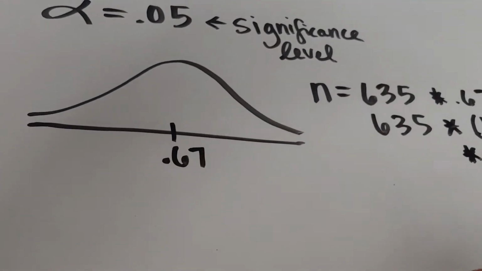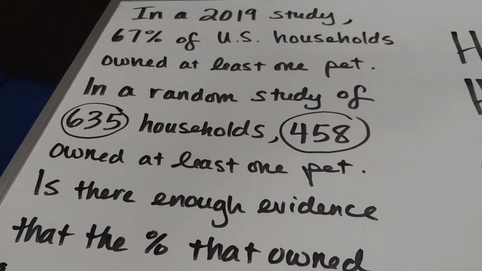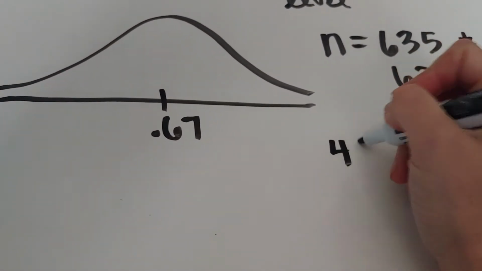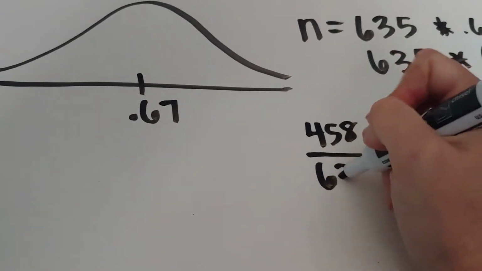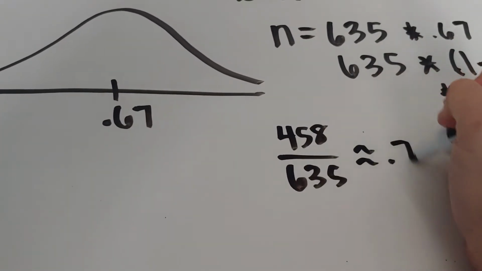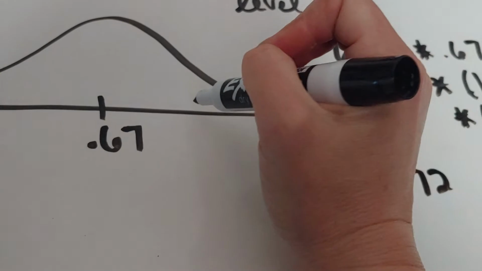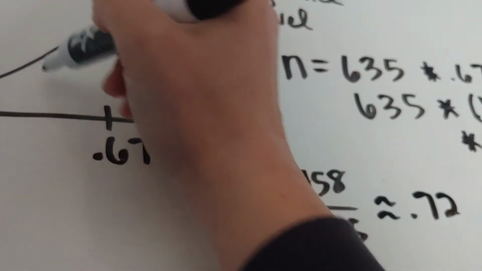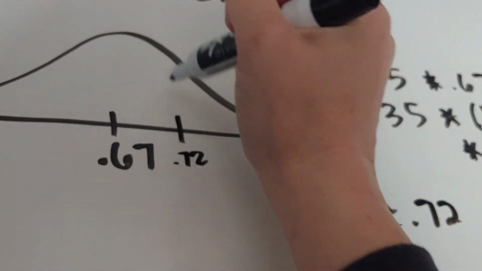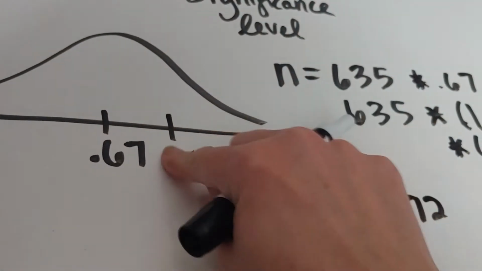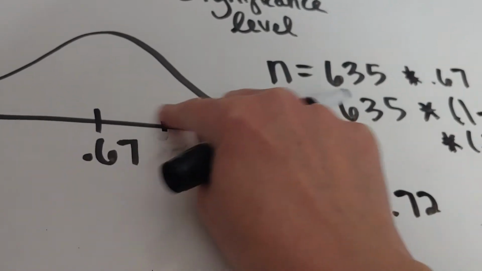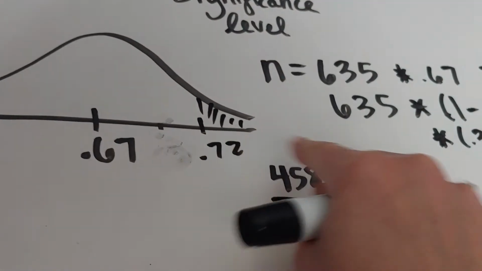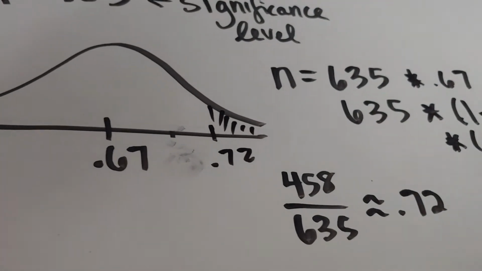Okay. So we already figured out that 458 out of 635 is approximately 72%. So what we're curious about is, is that 72% in the middle and close enough to 0.67 to be considered not unusual? Or is it in the tail? Is it far enough in the tail that it appears to be weird? How do we figure this out?